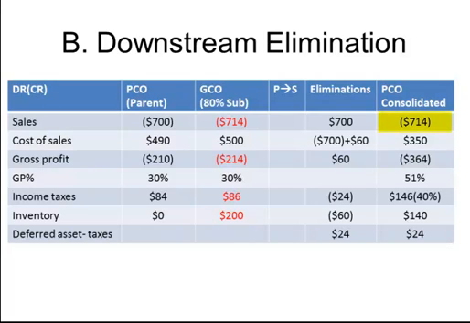Our consolidated sales of $714 feels right, as this reflects only the sales that permeated outside of the bubble. Our gross profit percentage of 51% is consistent with what we saw in Scenario A. The effective income tax rate on a consolidated basis is 40%, the same as the statutory rate. The inventory balance makes sense, as this balance now reflects PCO's original cost for this inventory. Thus, our consolidation adjustment appears appropriate.